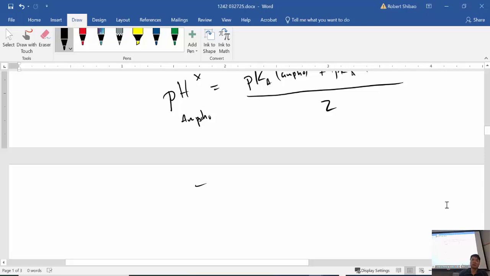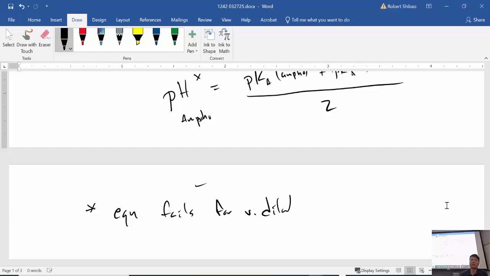So this equation is going to fail. It fails at very dilute concentrations because the simplifying assumption is going to fail. For very dilute solutions. Well, what is very dilute? Dilute depends on what the amphoteric species is. And so we aren't going to worry about it too much. We're just going to hopefully have a decent concentration of amphoteric, like 0.100. You don't have to worry too much about it.